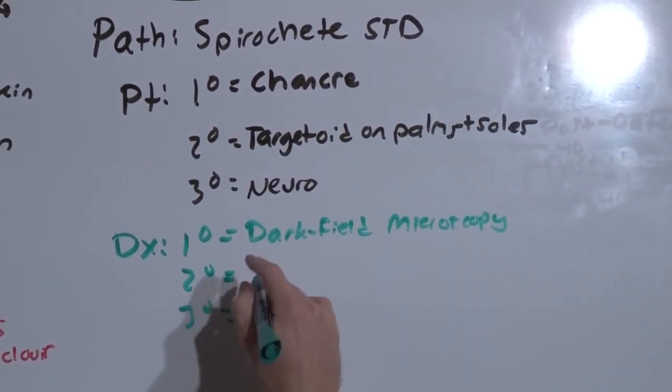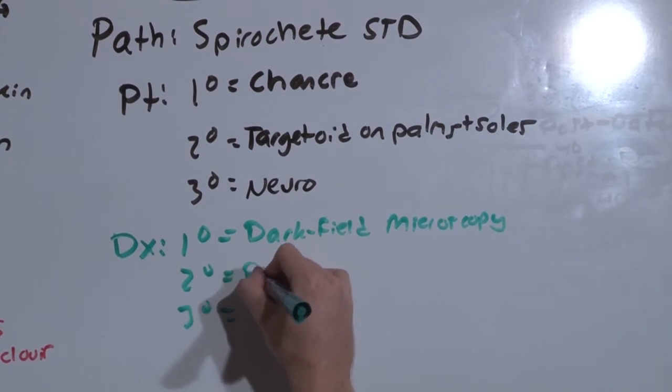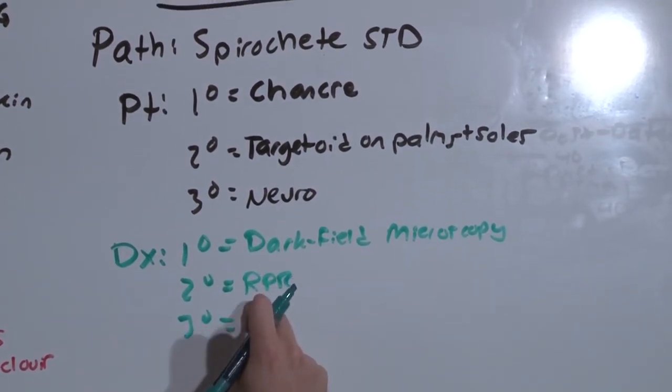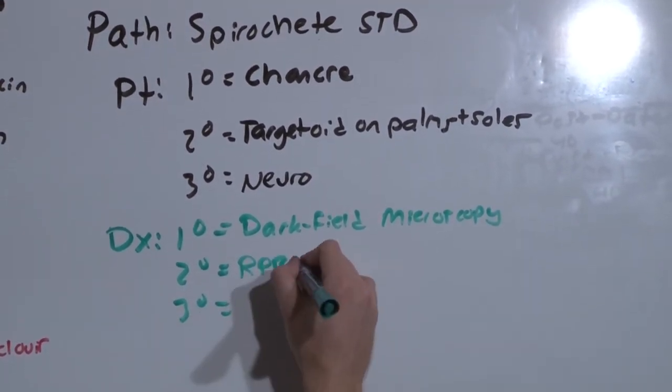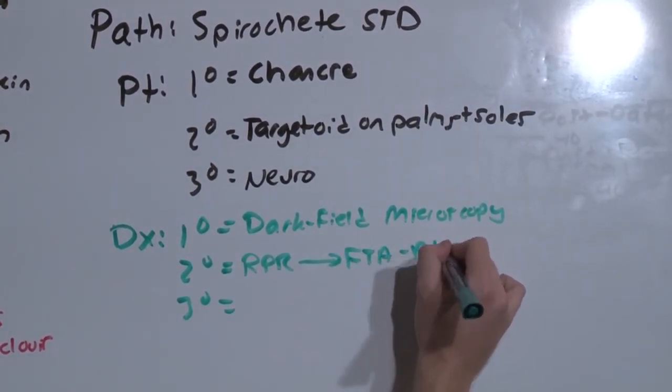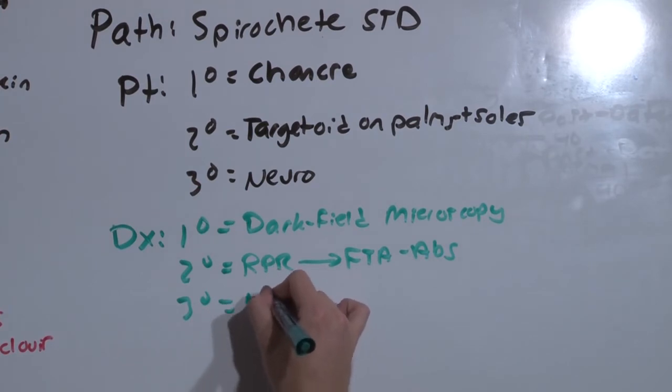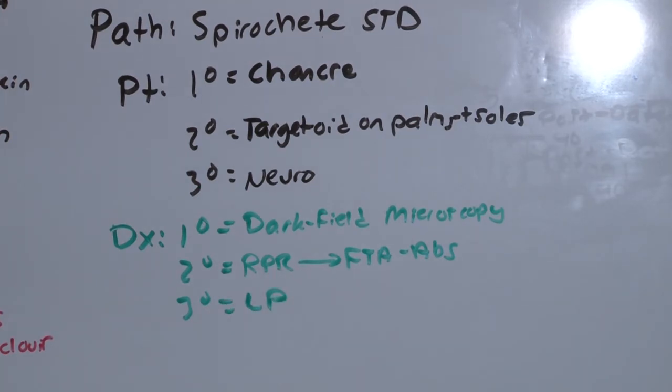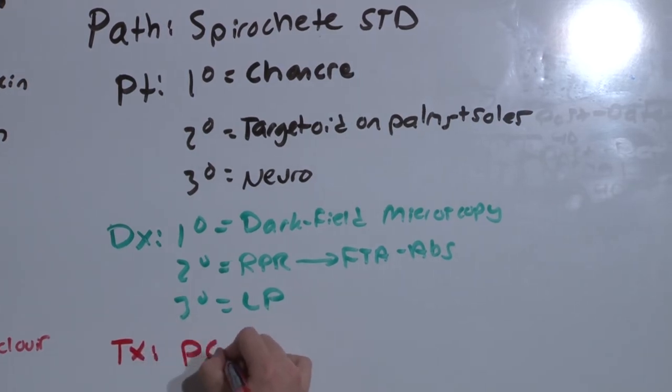The secondary lesion is going to be diagnosed first with an RPR, demonstrating that they had been infected with syphilis previously, and then titers of the treponema antibodies. And tertiary syphilis is diagnosed with a lumbar puncture. The treatment for anybody with syphilis is penicillin.